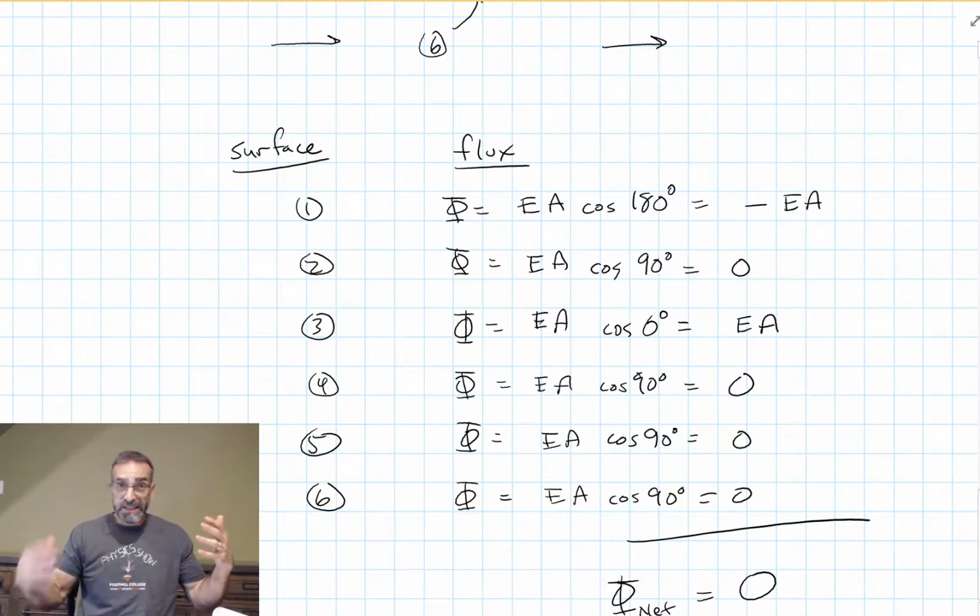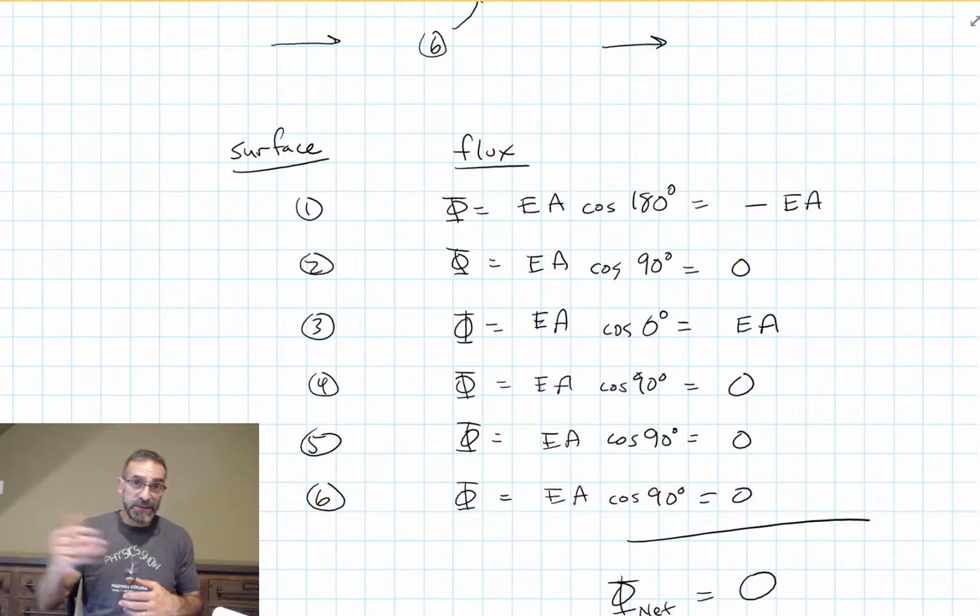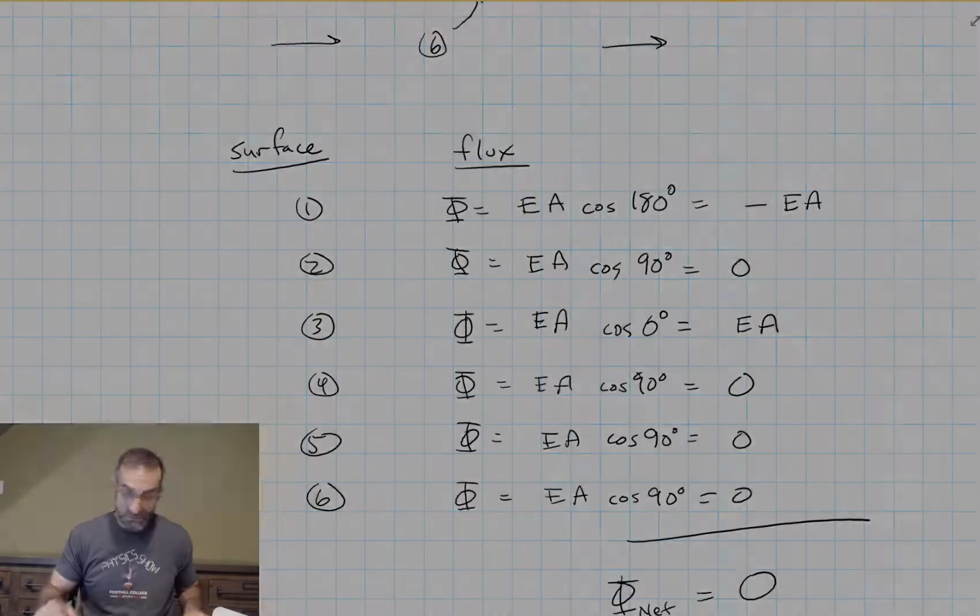We have some positive flux on one side where the field is exiting the cube, and we have some negative flux on the other side where the field is entering the cube, and it nets out to 0.